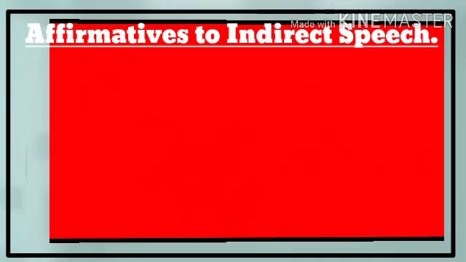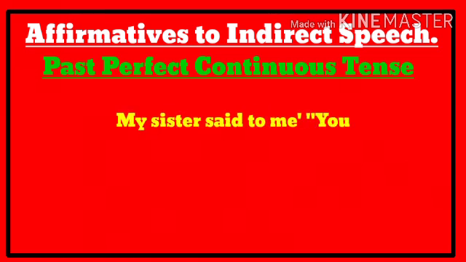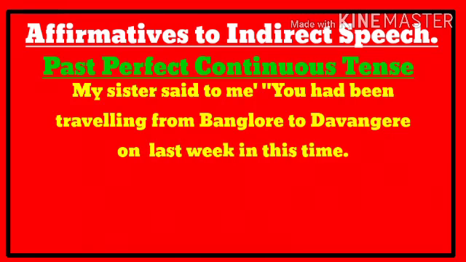Dear students, now let's see how to change a sentence in past perfect continuous to indirect speech. Remember, like past perfect tense, past perfect continuous tense also remains as it is in reported speech, but all other rules of indirect speech are applied. See the example. My sister said to me, "You had been traveling from Bangalore to Davangere last week at this time."